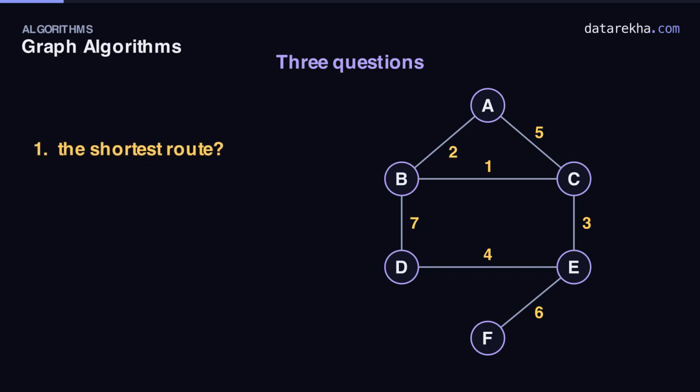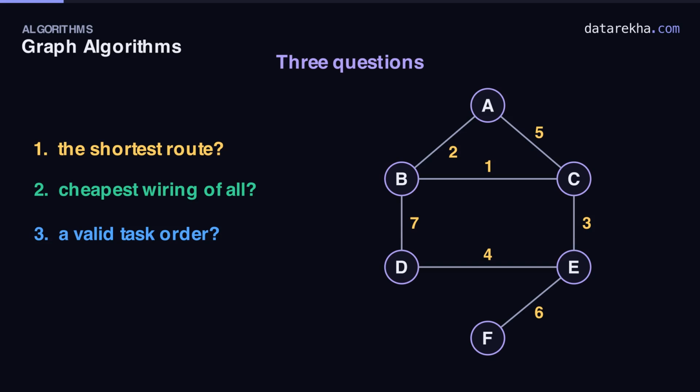3 questions run almost every real network. What is the shortest route between 2 points? What is the cheapest set of connections that still ties the whole thing together? And in what order can I run tasks, so nothing starts before what it depends on?